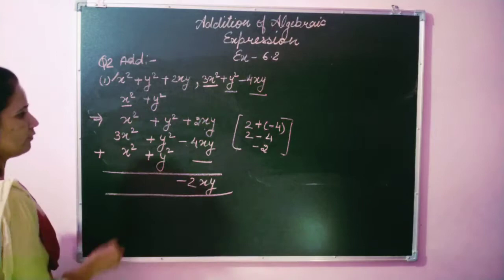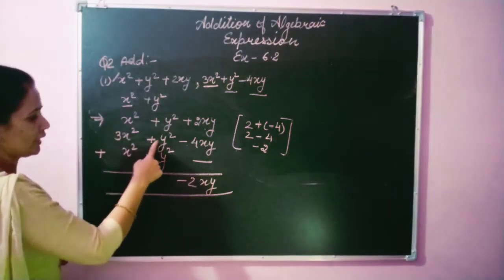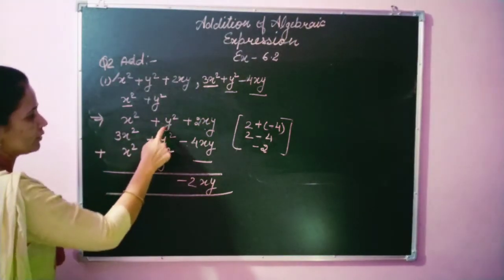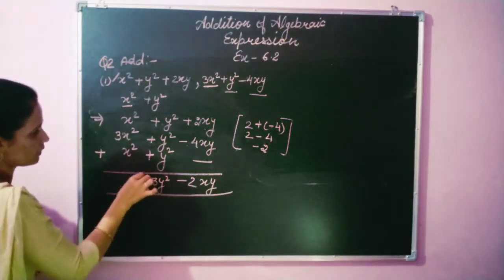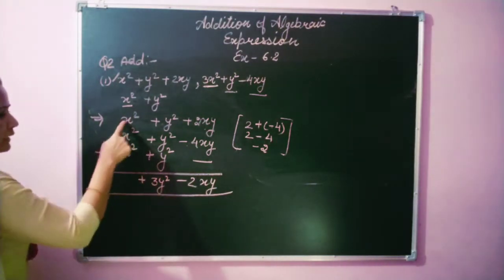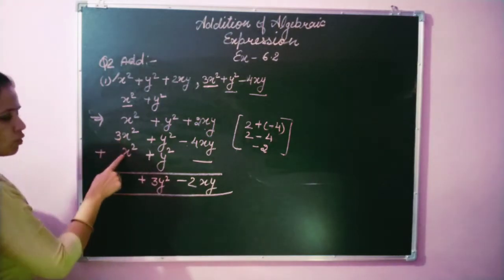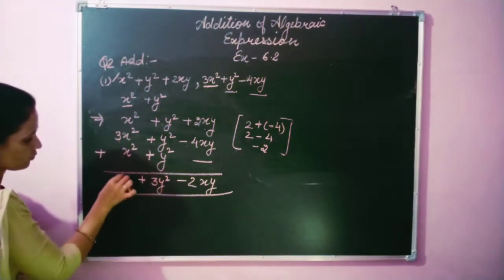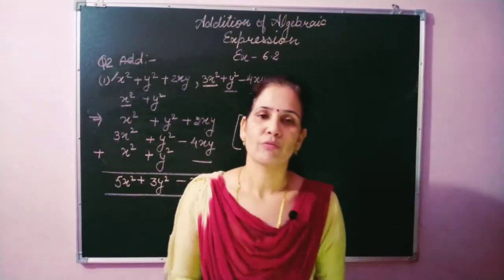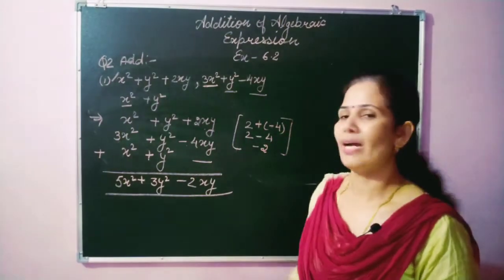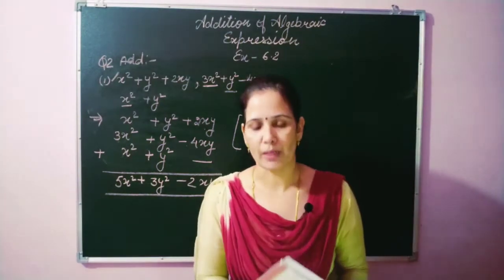Okay. First solve 1, 1 and 1. So 1, 2, 3. So here will come 3y square, sign plus. 1 plus 3, 4. 4 plus 1, 5. So this one is 5x square plus 3y square, then minus 2xy. We did the first part of this one.